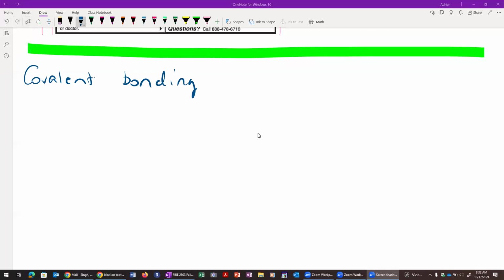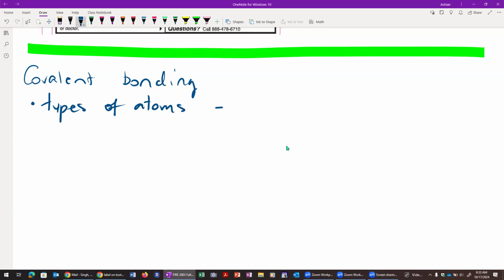So now that we've taken a look at ionic bonding and ionic compounds, where electrons are transferred from the metal that loses electrons to the non-metals that gain electrons, we're going to take a look at the second type of bonding, or the second type of glue that sticks atoms together. This type of bonding is known as covalent bonding. And there's a big difference between covalent bonding and ionic bonding, and that is the types of atoms involved.